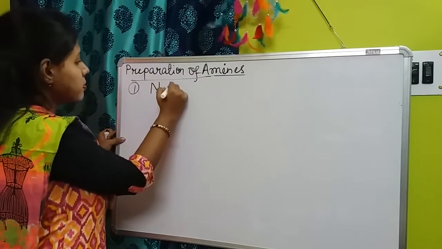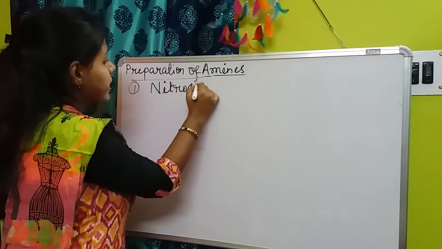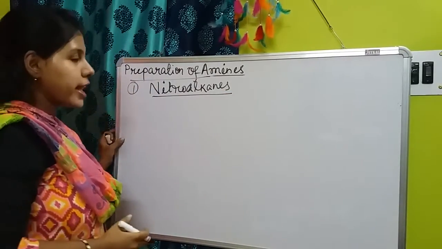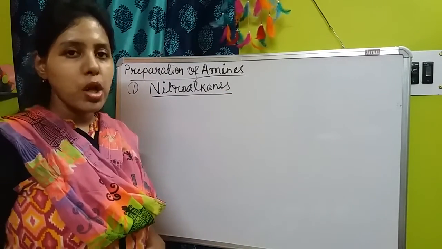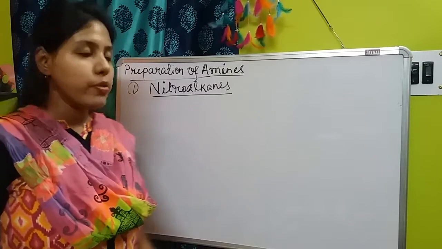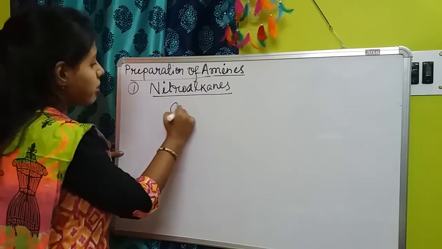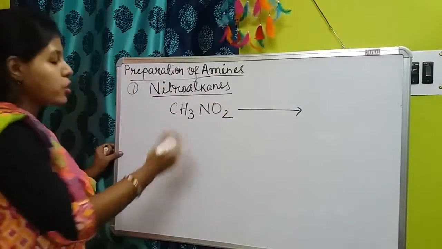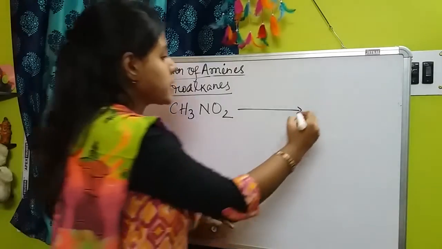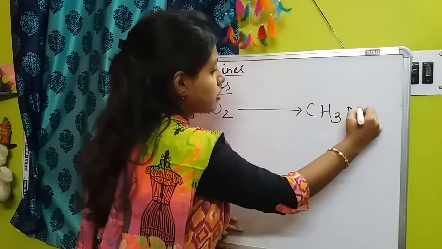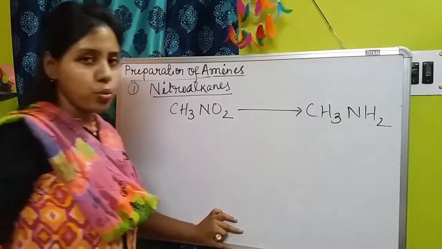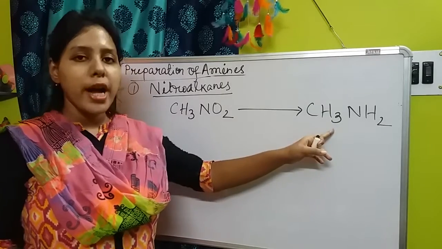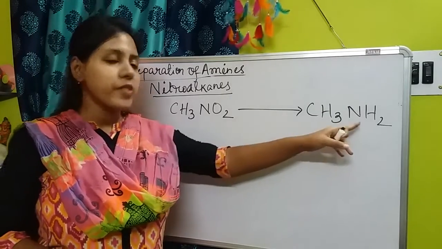So from nitroalkanes, not only alkanes, from aromatic nitro compounds also, just like from nitrobenzene also we will see here. Just like nitroalkane means CH3NO2, we want to convert it into this compound, that is CH3NH2. Initially it was CH3NO2 and we want to get this product from here.